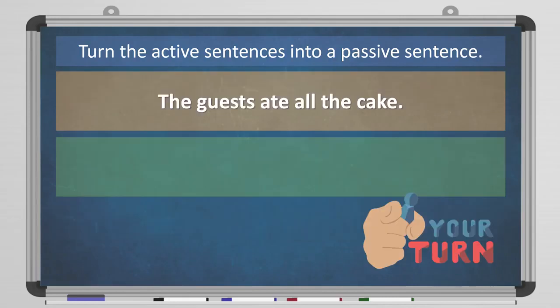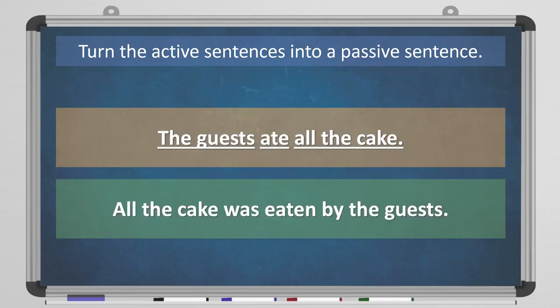Turn the active sentence into a passive sentence. The guests ate all the cake. How are you going to turn this sentence from active into a passive one? Highlight the object, the subject, and the verb, and then bring the object at the beginning, choose a verb to be, turn the verb into past participle, and complete the sentence. All the cake was eaten by the guests. You see how simple the steps are?